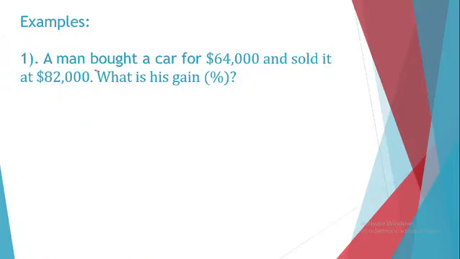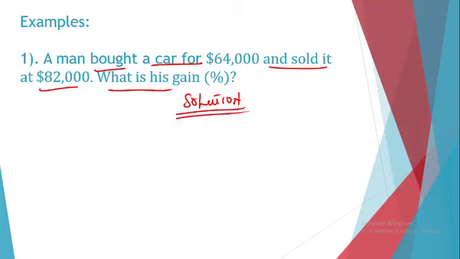Question number 1: a man bought a car for $64,000 and sold it at $82,000. What is his gain? So what is his percentage gain? Solution. We are looking at the percentage of the gain he made.